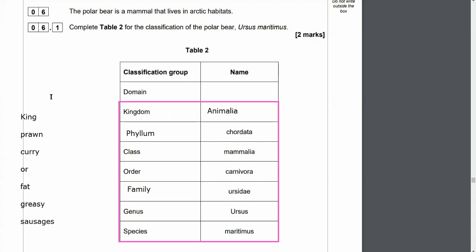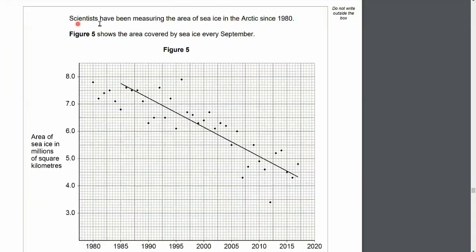You also have above this classification system, Carl Woese in the 1990s invented the 3-domain system, and animals are eukaryotic, so they're part of the eukaryotic domain. So eukaryotic, eukaryot, whatever. You can write whatever in there, okay? So we can add a new layer to our mnemonic and call it delicious king prawn curry or fat greasy sausages, and that tells you about the domain.